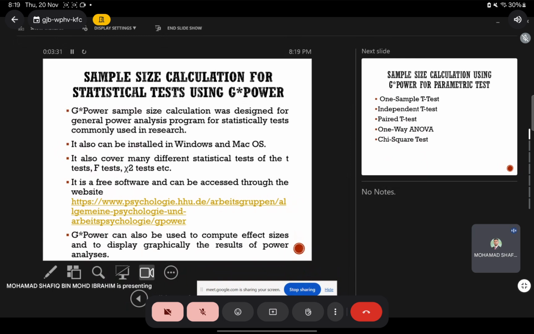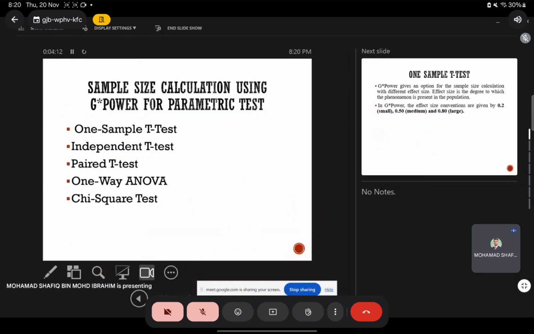G power can also be used to compute the effect size and to display graphically the result of power analysis. So basically, in order to get an idea, for example, based on your first objective, you should know, let's say if your first objective is descriptive, you can use either single mean or single proportion. Now, let's say you already identified the first objective. Now you want to see whether there is any difference between two groups, for example. So you need to know what kind of statistical test you need to use for the specific objective. For example, here I have put a few examples so that you can have an idea.